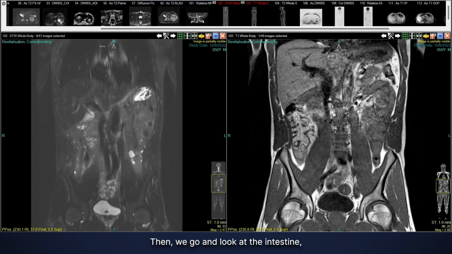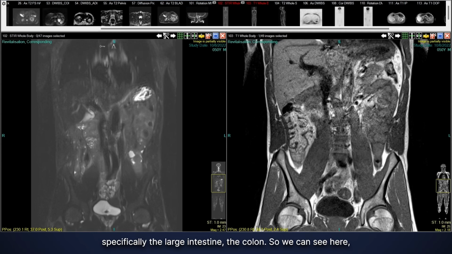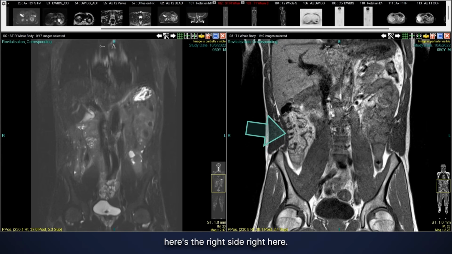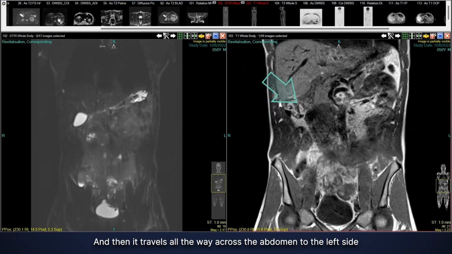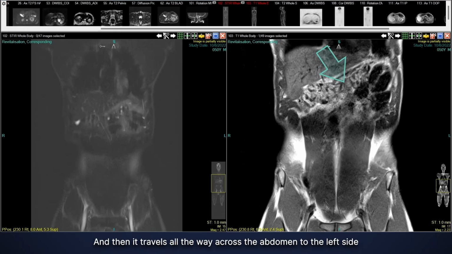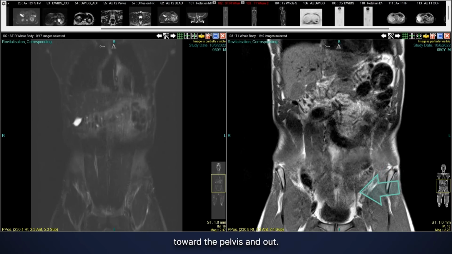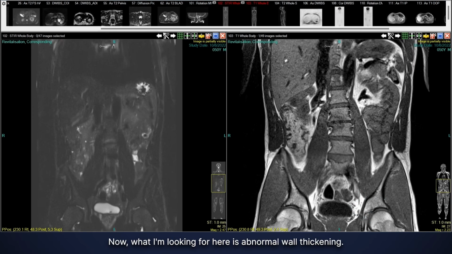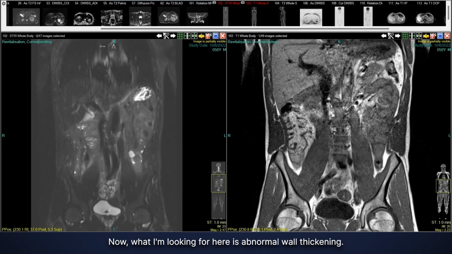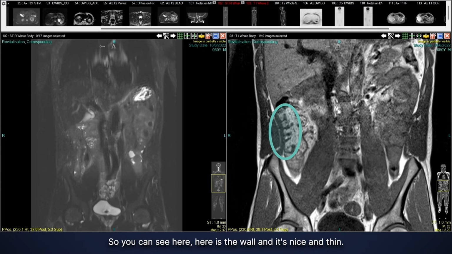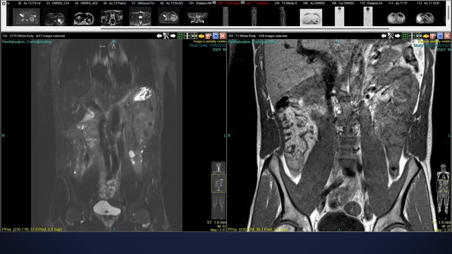Then we go and look at the intestine, specifically the large intestine, the colon. So we can see here, here's the right side, and then it travels all the way across the abdomen to the left side, and then comes all the way down toward the pelvis and out. Now what I'm looking for here is abnormal wall thickening. So you can see here, here's the wall, and it's nice and thin. I don't see any constricting mass or abnormal wall thickening.